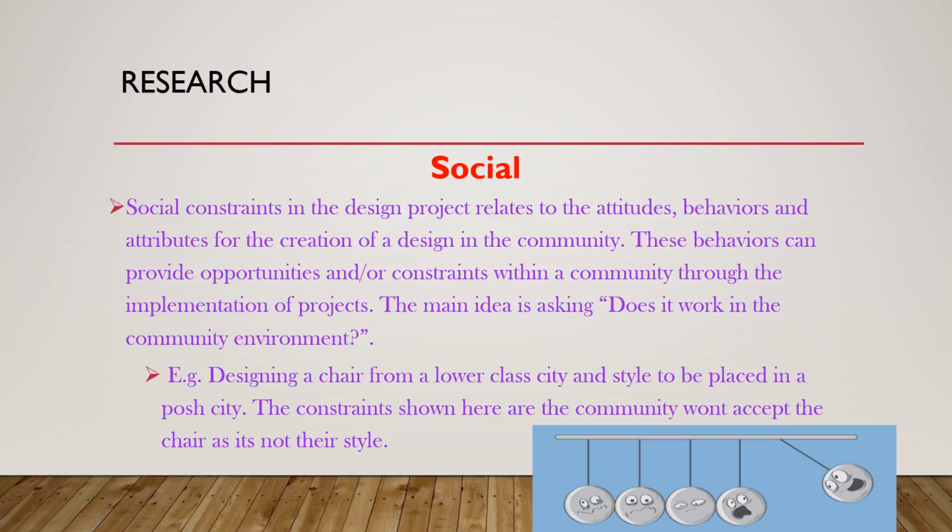Social constraints in the design project relates to the attitudes, behaviours and the attributes for the creation of the design in the community. These behaviours can provide opportunities and/or constraints within a community through the implementation of projects. The main idea is asking, does it work in the community environment? Example, designing a chair from a lower class city and style to be placed in a posh city. The constraints shown here are the community won't accept the chair as it's not their style.